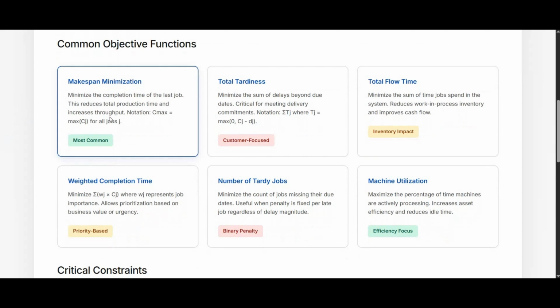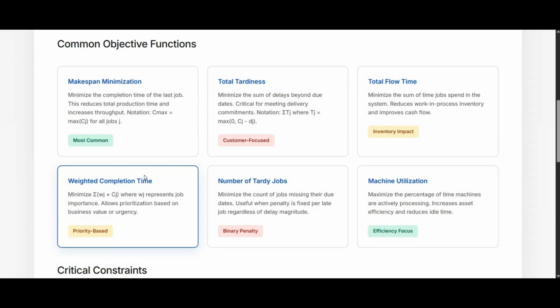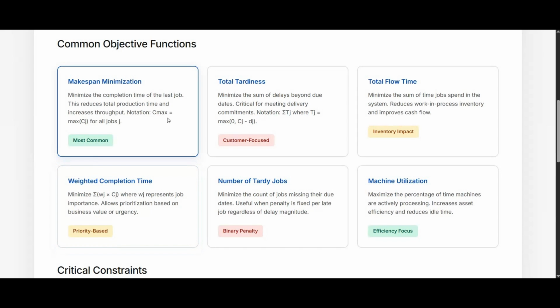First, makespan minimization. The goal here is to minimize the time it takes to complete the last job. The notation is C max, which equals the maximum of C sub j. Reducing makespan helps increase throughput and lower total production time.